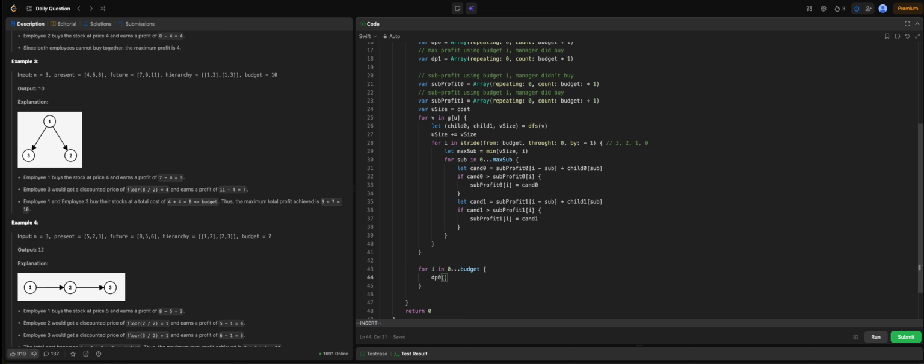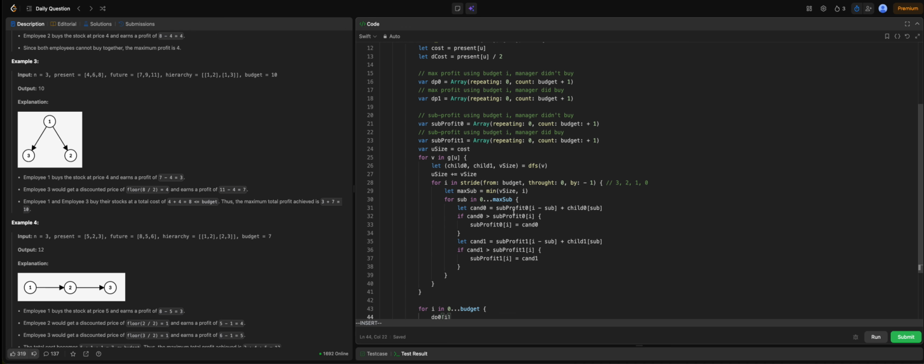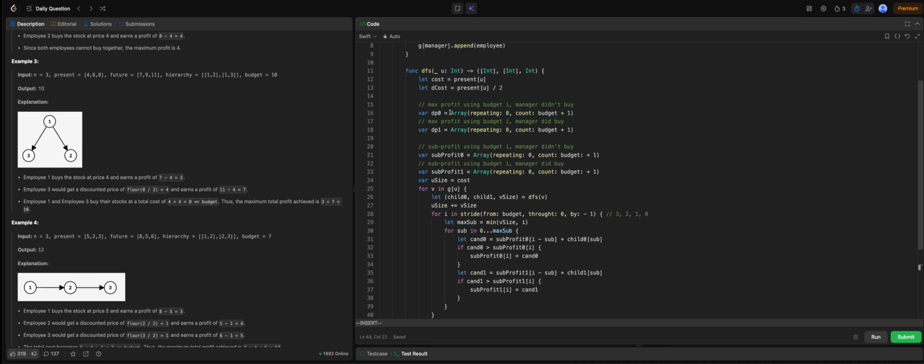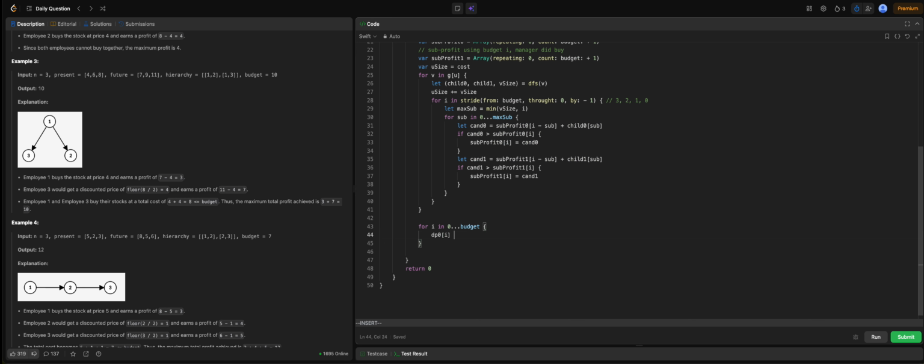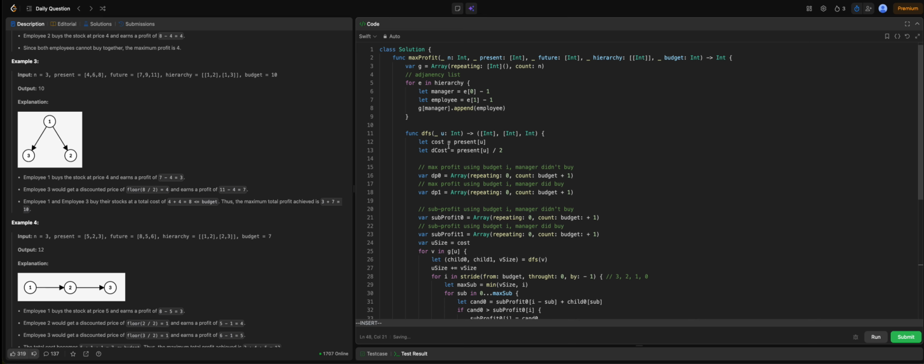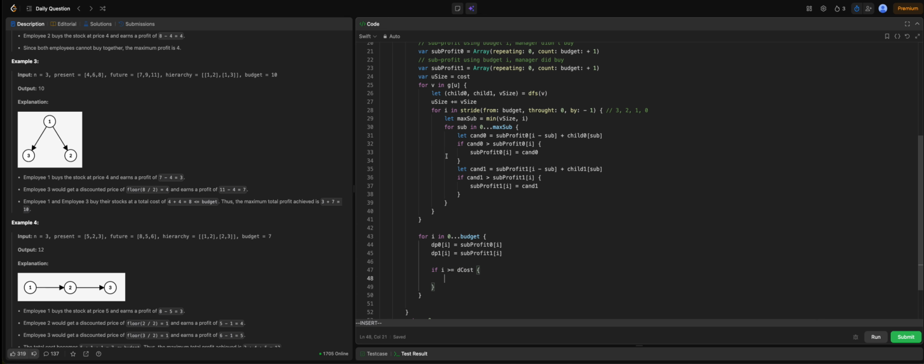So what I'm going to do is I will calculate the index of each budget in here, where we are receiving it for the manager didn't buy. So we're going to update the sub profits of 0 with the index, the same for the 1, update with the 1. After updating this, I'm starting to calculate the possibility of the cost. Let's say our index is greater than or equal to our discount cost. The discount cost here is what we have calculated in here. If it is more than the discount cost, that means we really cannot afford it.